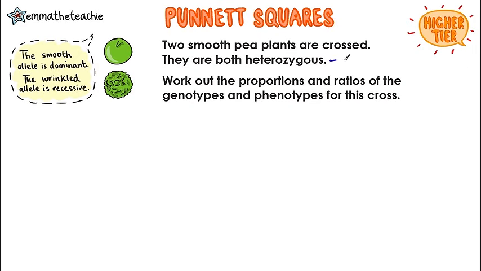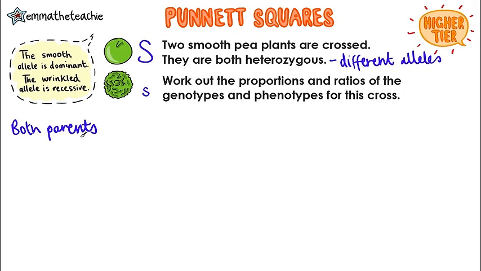Okay, so let's start with the parent genotypes. They are both heterozygous, which means they have different alleles. The two alleles we've got are smooth is dominant and wrinkled is recessive. We'll use the letter S. The dominant one gets a capital and the wrinkled one gets a lowercase. It doesn't matter what letter you use, because we haven't been given it. So both parents' genotypes, because they're heterozygous, will be big S, little s.